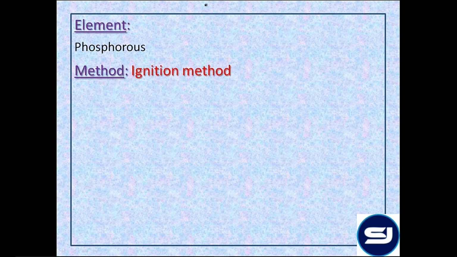Next is the determination of the element phosphorus, and phosphorus is determined by the ignition method. Now the ignition method is more or less similar to Carius's method. The main point over here is that magnesium, by the ignition method, is converted to magnesium pyrophosphate, having the formula Mg2P2O7. So the reference compound for determining the percentage of phosphorus is Mg2P2O7, that is magnesium pyrophosphate.